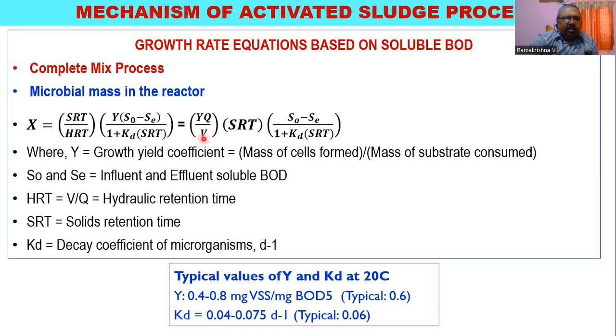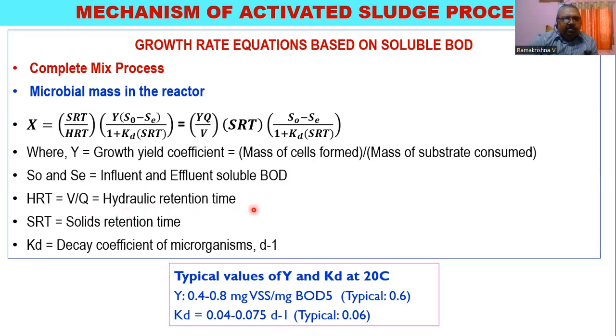So using that value here, if I replace HRT with V by Q, it becomes X = (Y Q / V) × SRT × (S0 − SE) / (1 + KD × SRT). Then what is Y here? Y is nothing but the growth yield coefficient, which is the mass of the cells formed by the mass of substrate consumed. What is the efficiency of the conversion? And S0 and SE are nothing but the influent and effluent soluble BOD.